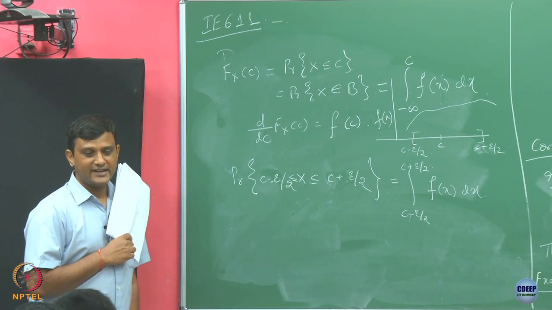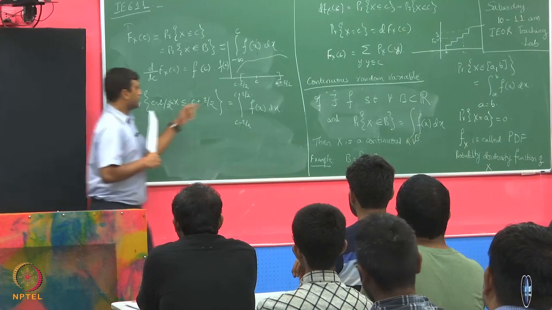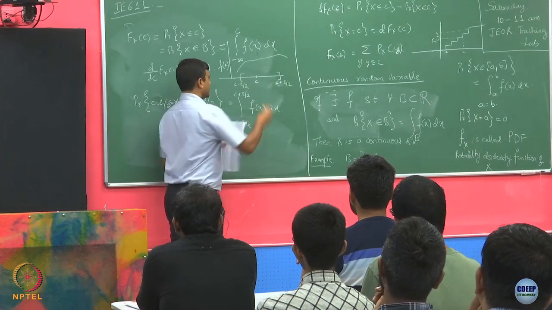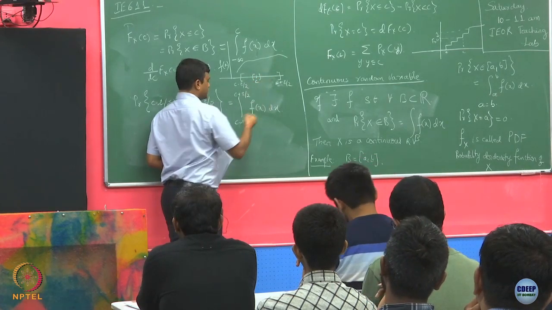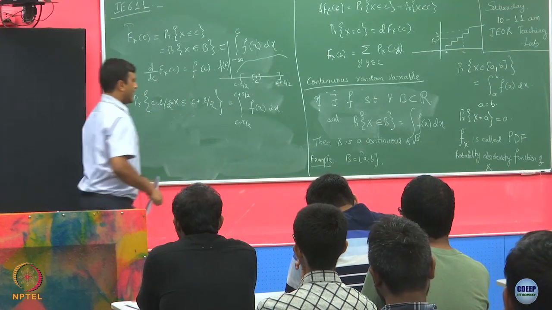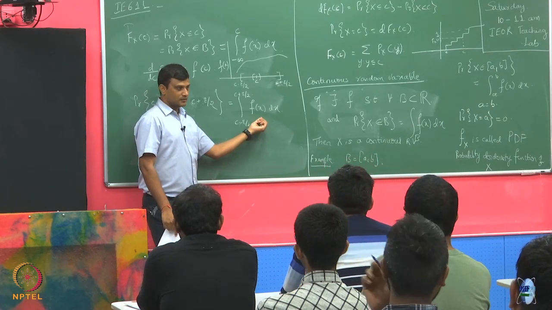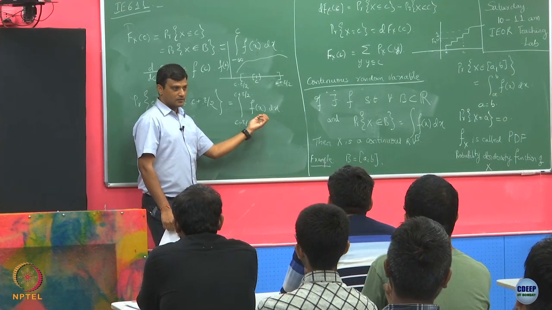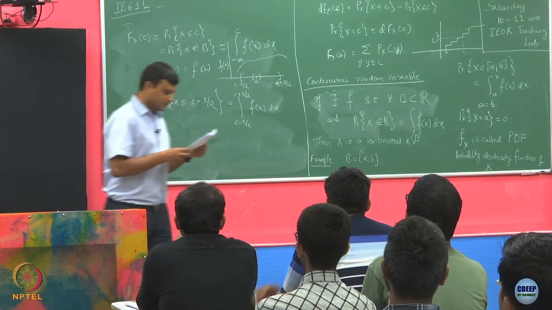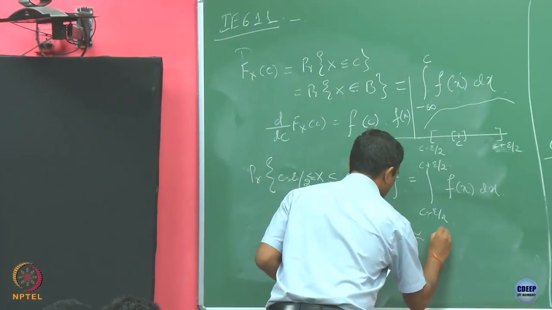And now suppose I let epsilon shrink or become smaller. So if I let epsilon become smaller and smaller, what does that mean? This interval is shrinking, right? It becomes shrinking and shrinking. And if I choose epsilon small enough, can I approximate this integral? How? Just f of c into epsilon, right? So I can approximate this as f of c times epsilon.